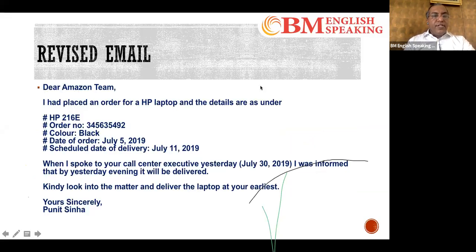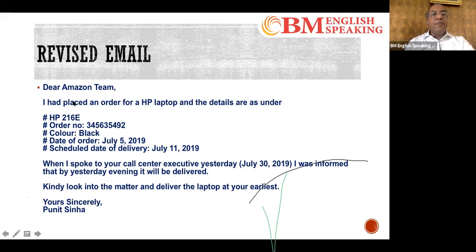Okay, so here's a revised email. Dear Amazon team, I had placed an order for a HP laptop and the details are as under. This is the model number, this is the order number, the color was this, the date of order was this, the scheduled date of delivery was this. When I spoke to your call center executive yesterday, which is on this date, I was informed that by yesterday evening it will be delivered. Kindly look into the matter and deliver the laptop at your earliest.